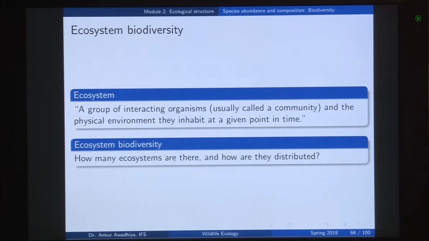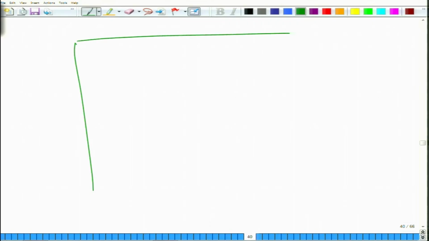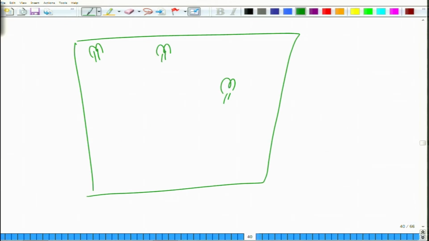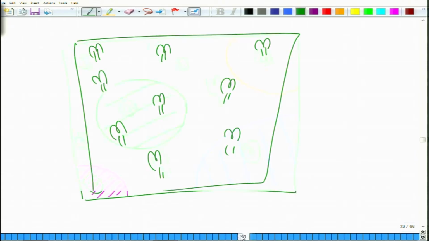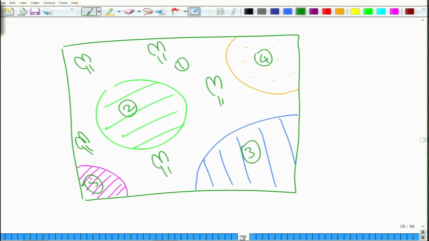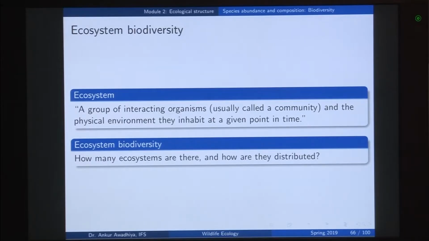In the first example we had only one ecosystem. So in the first example we only had this forest and the whole of the forest was comprised of trees. So this is one ecosystem and this is another ecosystem. So we can see very clearly that this ecosystem with 5 different smaller ecosystems is much more diverse as compared to the first case in which we have only one ecosystem in this area. The second thing that it asks is, how are they distributed?